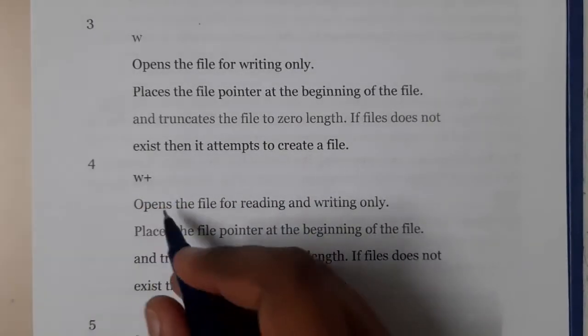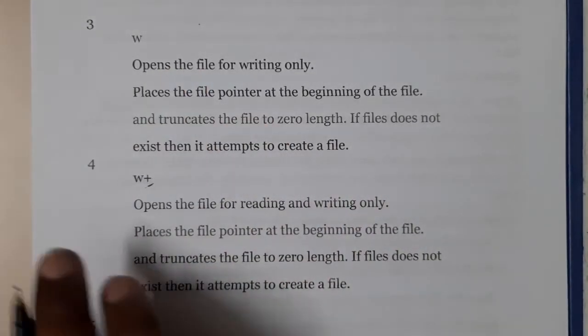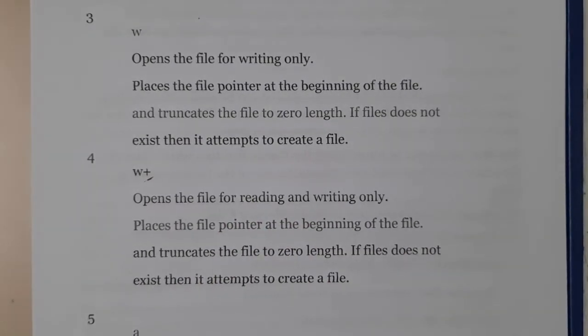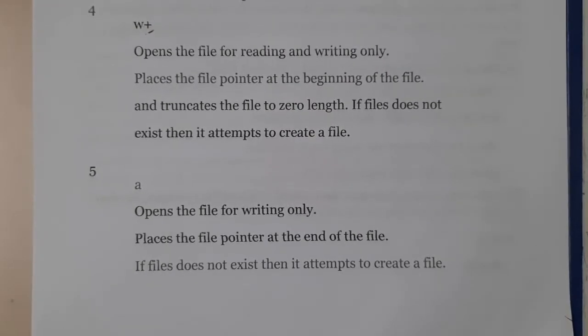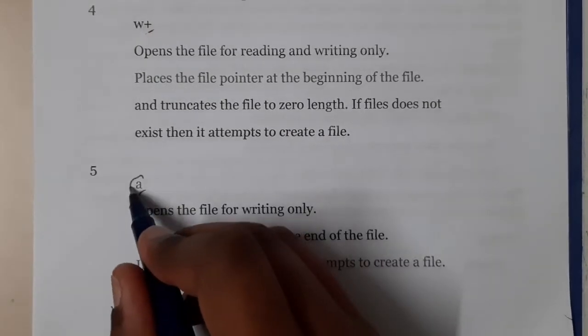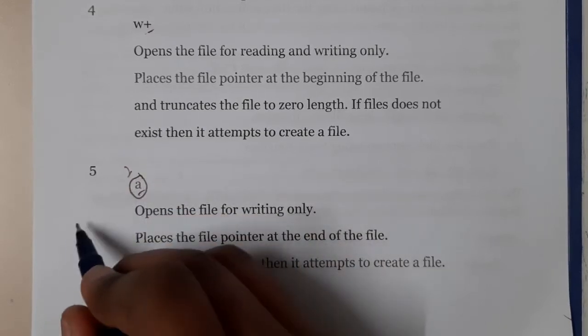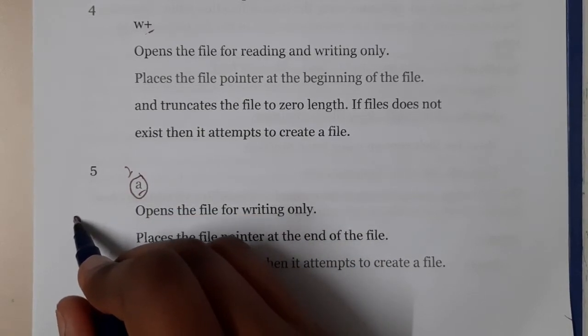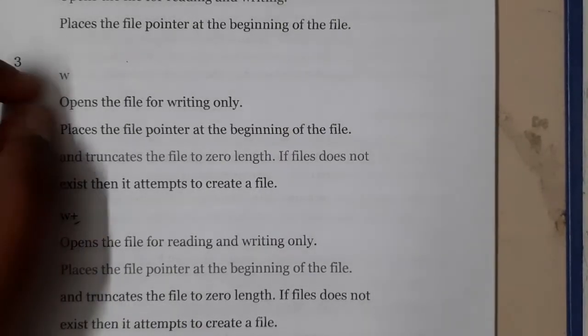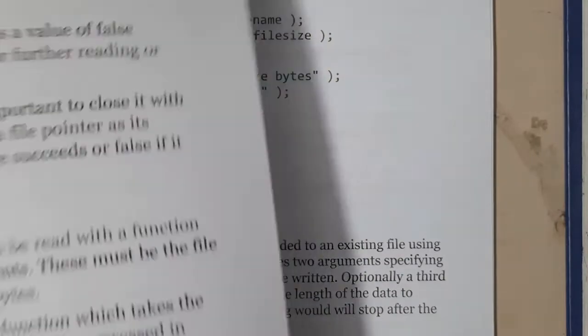Similarly w plus, like r plus, opens the file for reading and writing also. So basically you can do both the operations. Then a opens the file for write only. So this w and a are almost the same, guys. The basic advantage of a is that if the file does not exist, it will create the file. If the file is not there, how can you open it? So you can create a file using this a, guys. You will understand why I am saying these things, because you will be mentioning them while opening the file. The syntax will have that, guys.